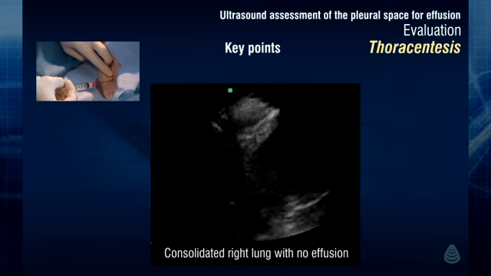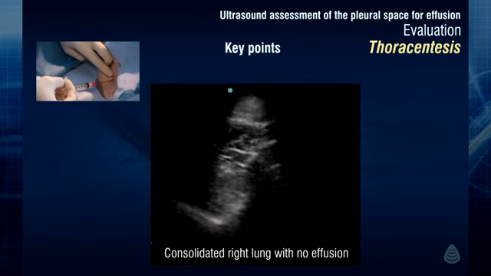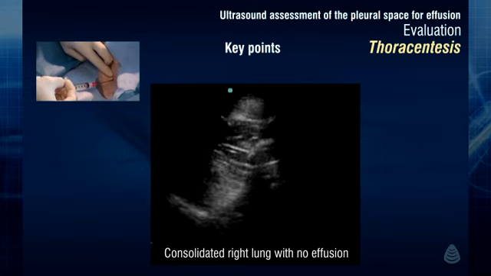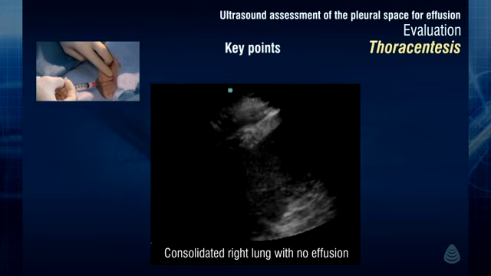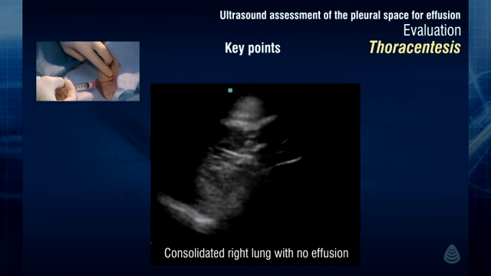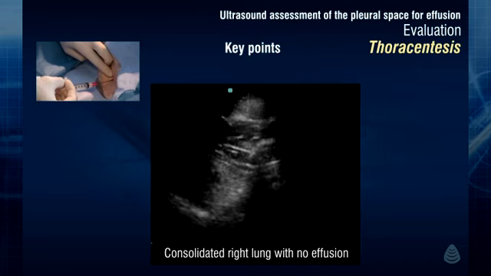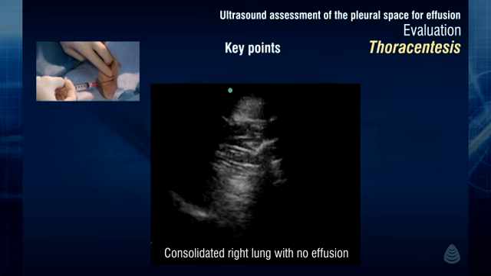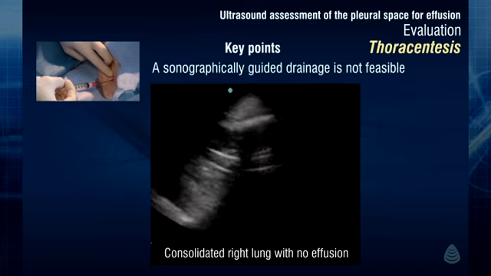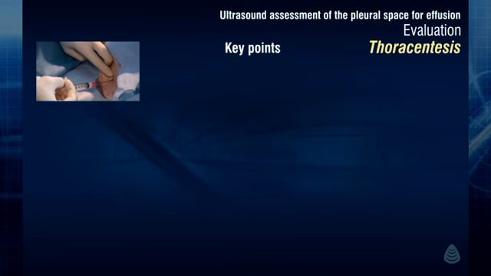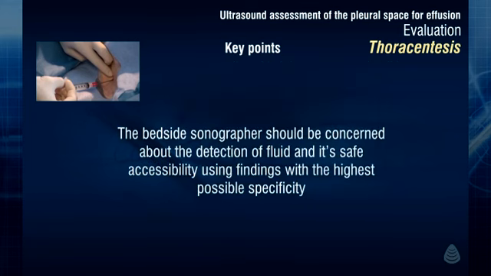An inability to detect dynamic fluid signs or the inability to localize a fluid collection within the pleural space boundaries does not imply the absence of important pathology or even the absence of fluid. The only possible interpretation of these findings in such instances is that sonographically guided drainage is not feasible. The interventional bedside sonographer should be concerned about the detection of fluid and its safe accessibility using findings with the highest possible specificity.